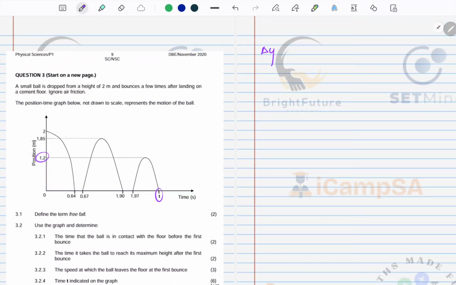So that means I can say my change in y is 1.2 meters. Okay, as you can see from the graph. Then we need to find out what this t here is. So one route that we can take, we've got your change in y, and then we can try to calculate the initial velocity here that we can use at a later stage. So we can say here VF squared equals VI squared plus 2A delta Y.